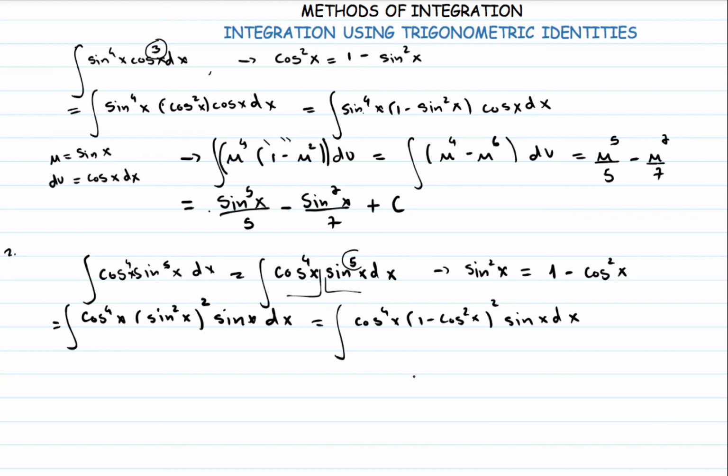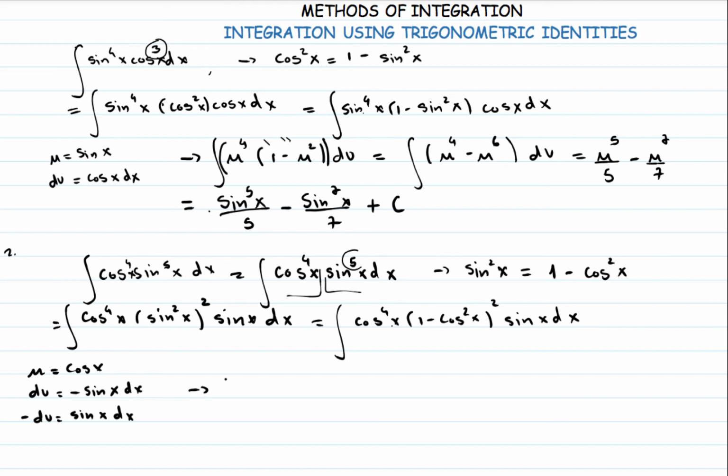Fine. In this case, we can apply our substitution u du. If you take u as cos of x, then the derivative is going to be minus sine of x. So we are going to take u equal to cos of x, and du is equal to minus sine of x dx. But as you can see here, we don't have a minus sign, so this means that minus du is equal to sine of x dx. Fine.